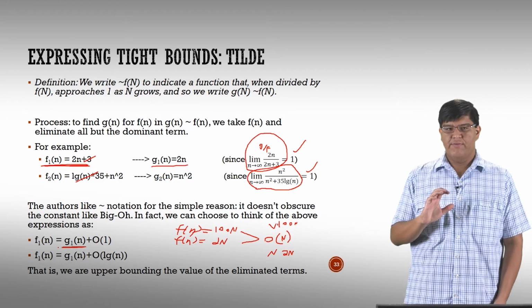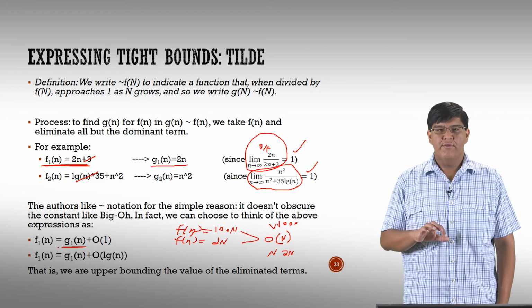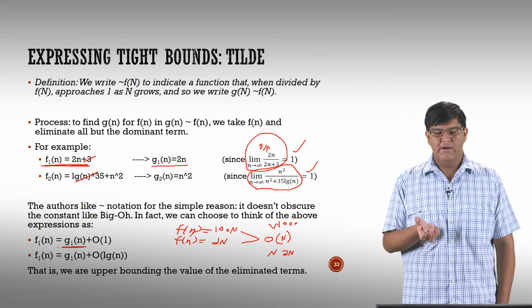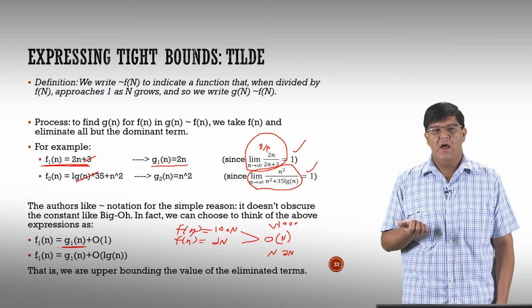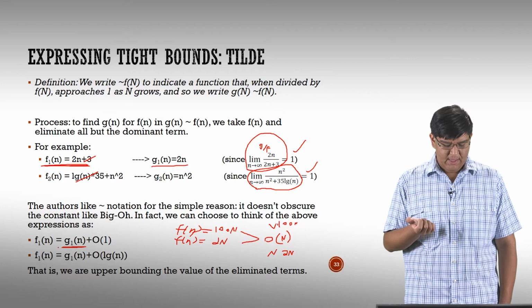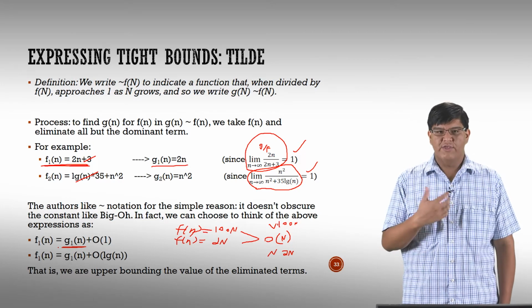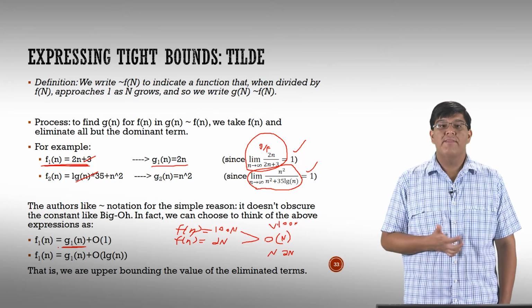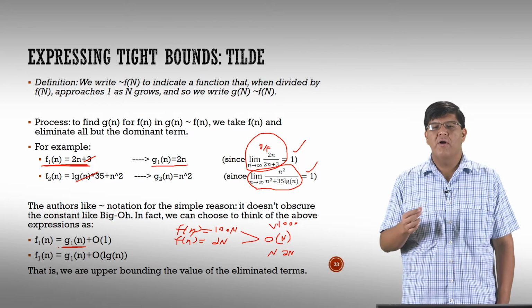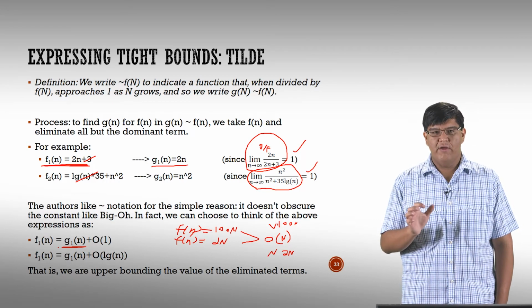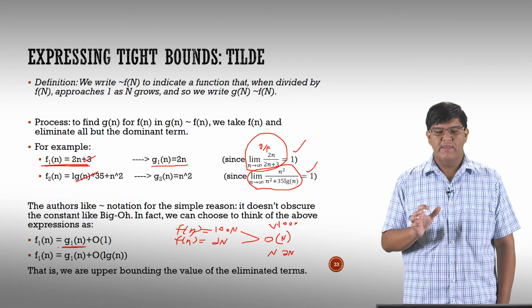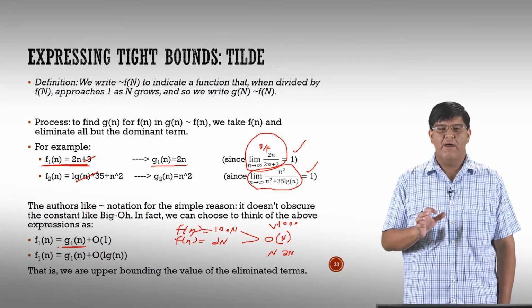So for tilde, we say throw away all but the dominant term. In this case my dominant term is linear, it just has n in it, versus my other term, which is constant time. Basically, we can think of this as f of n is g of n, or 2n, plus some error, plus O of 1 error. O of 1 is basically a little quantity that can vary a little bit. What we're saying is that the error in that expression is upper bounded by some constant.